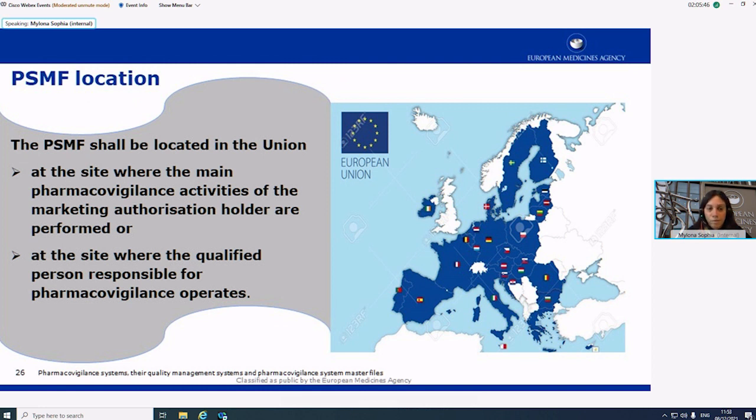which is the PSMF location, and we discussed this a bit in the morning. So the PSMF location is very important, as we said, also for the planning of inspections. But it should be important also for your organization. So when you decide the location, we would ask that you allocate this either at the site where the main pharmacovigilance activities are carried out, or where the QPPV operates, because we do want this site to be meaningful for you and also for the authorities, because it will be the primary site to be considered for inspection. Next slide.